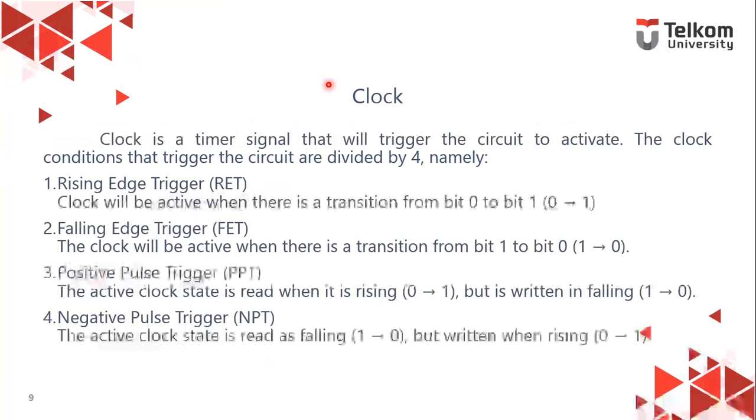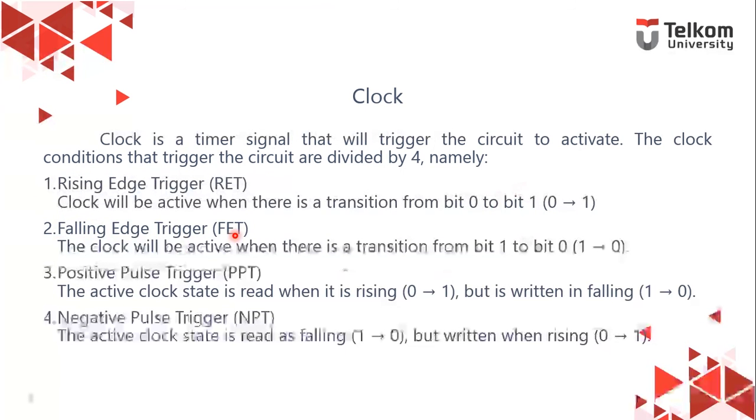And the last is the clock. Clock is a timer signal that will trigger the circuit to be active. The clock conditions that trigger the circuit are divided into 4. Namely, the first one is rising edge trigger, or RET. The clock will be active when there is a transition from bit 0 to bit 1. So that's called rising, from 0 to 1.